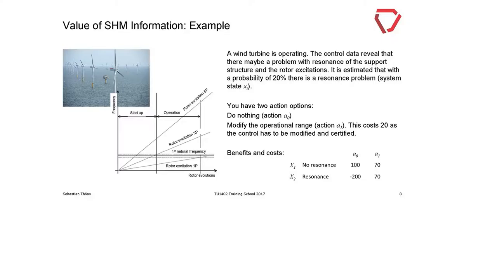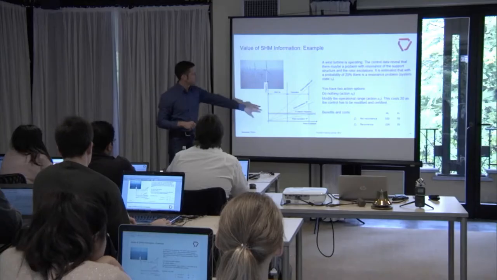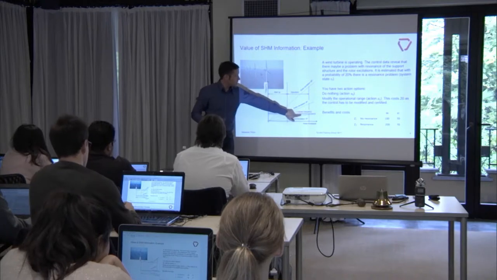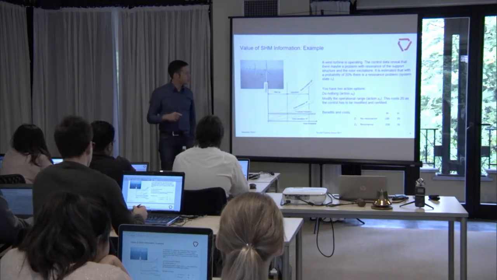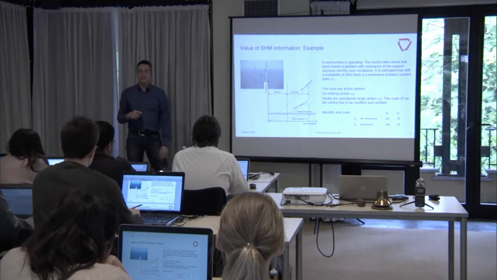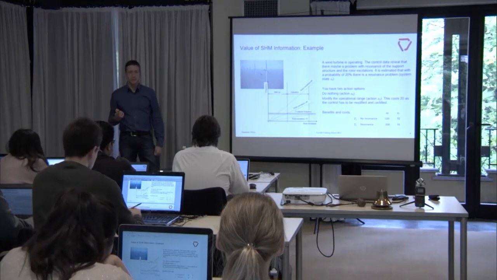And the important thing is the operation range, this range here, of rotor evolutions. So there's a cut-in wind speed and a cut-out wind speed, and there are rotor evolutions associated with them. So in this operation range, the turbine should not be in resonance. So that's the important thing.